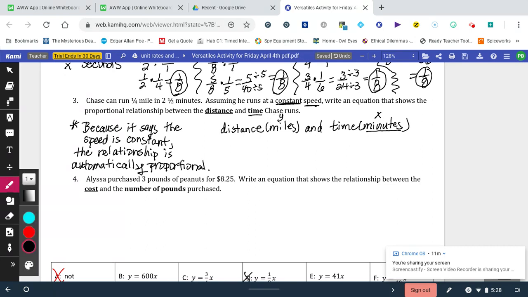I'll change it to a different color so it'll stand out. That's y, and that's x. Okay? All right. So now I can set up my division problem. So if I set my division problem up, all I have to do is take y and divide it by x.